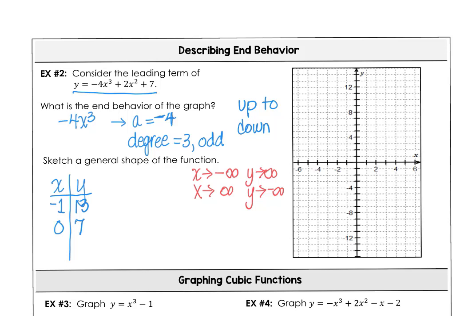Substituting 0, we end up with 7. And substituting positive 1 will arrive at 5. So we know 3 extra points, 3 points on our graph. By plotting them, (-1, 13), (0, 7), and (1, 5), and keeping that serpentine shape, that's up to down, we'll sketch the smooth, continuous curve looking like that. So we got a cubic polynomial that started on the high side and ended up on the low side.